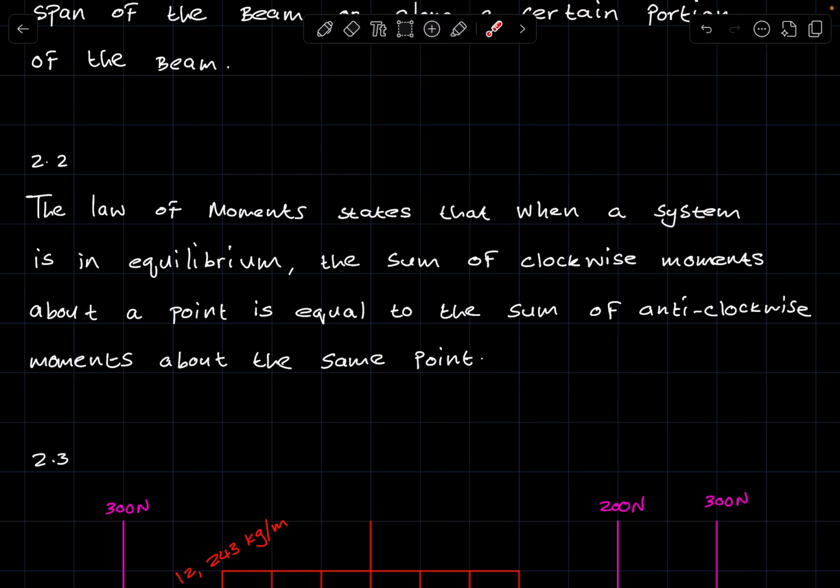You are also able to state this mathematically, right? Mathematically, you can say, for instance, the sum of clockwise moments is equal to the sum of anti-clockwise moments about the same point. So the sum of clockwise moments about a point is equal to the sum of anti-clockwise moments about the same point. So that is how you express it mathematically.